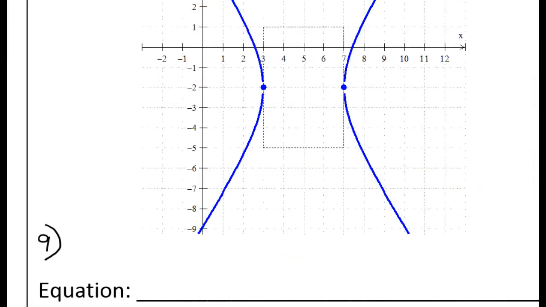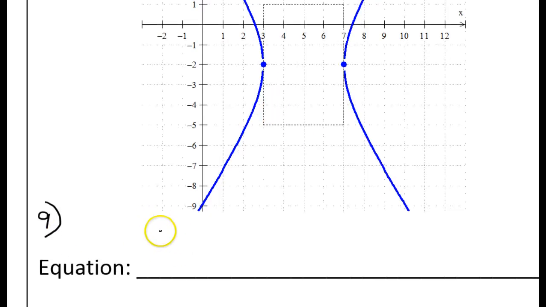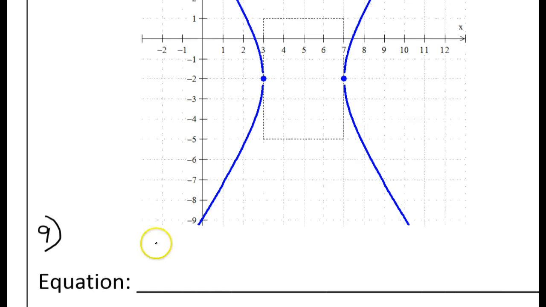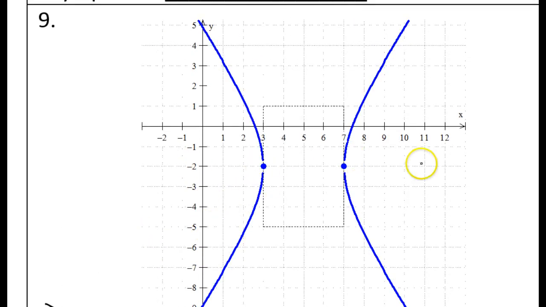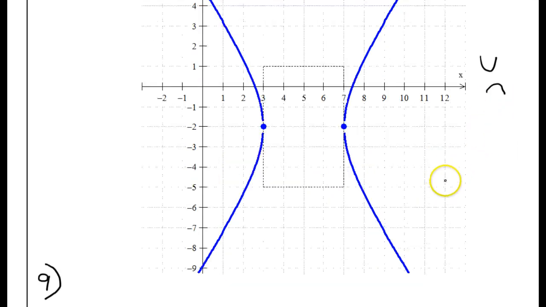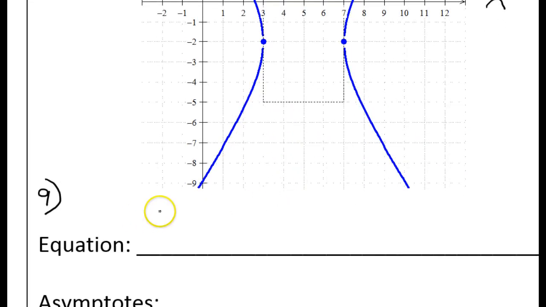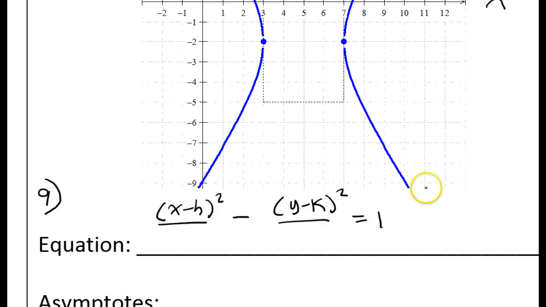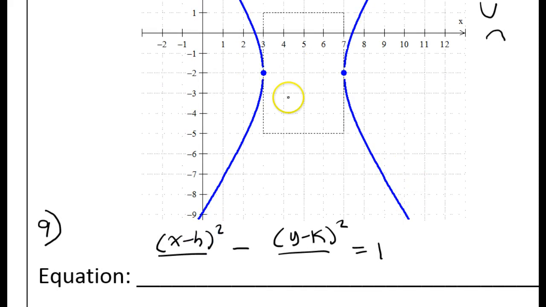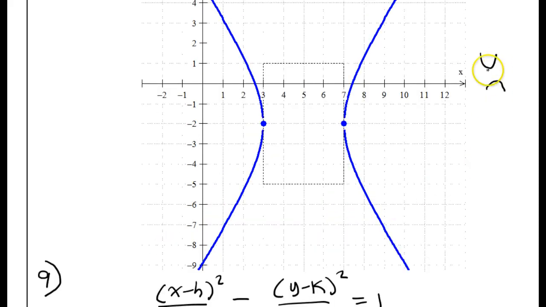For problem number 9, they want us to find the standard form equation of this hyperbola. The model for the equation of a hyperbola works like this. Well, actually, we have to pay attention to whether it's a horizontal hyperbola like this one, or a vertical hyperbola like this one. If it's horizontal, then the x term goes first. So I would have x minus h squared minus y minus k squared over something is equal to 1. Since this is horizontal, the x squared goes first. If I ever had a vertical hyperbola, the y minus k squared would go first.